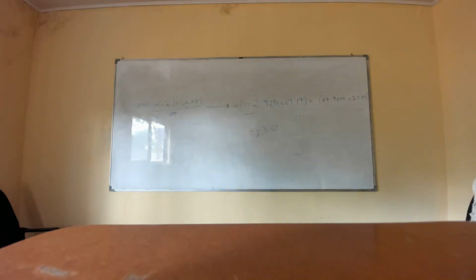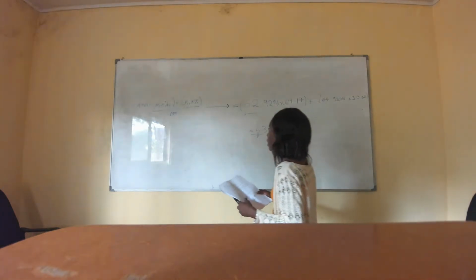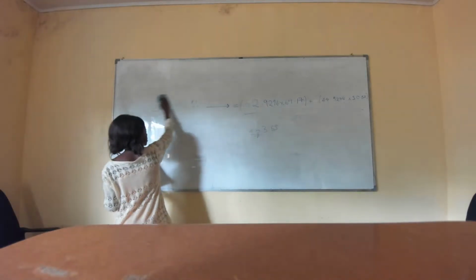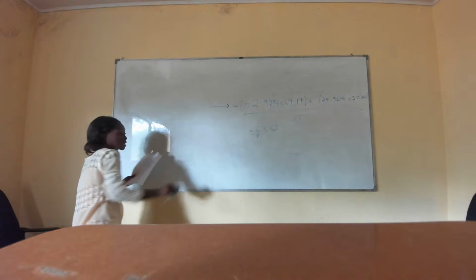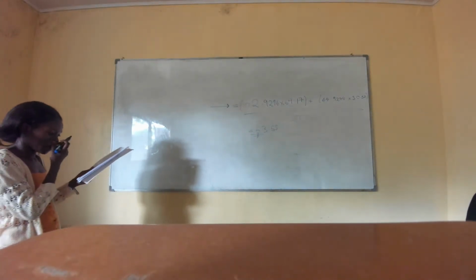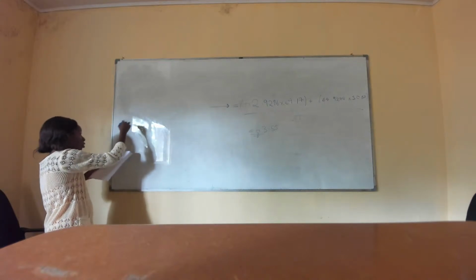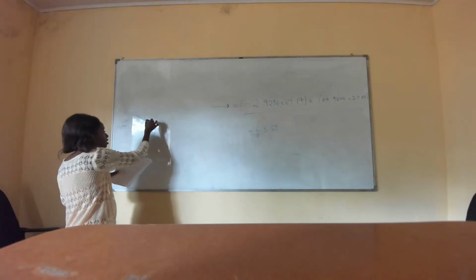Question C. I think this question was in your assignments. Calculate the empirical formula. I mentioned we had a similar question in the assignment. So we have a compound containing carbon, hydrogen, and oxygen.